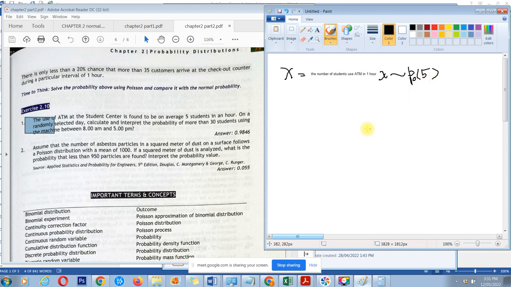And then we know that 8 a.m. until 5 p.m. So we have how many hours? So 9 hours. 9 hours. Okay, the question asked for 9 hours.